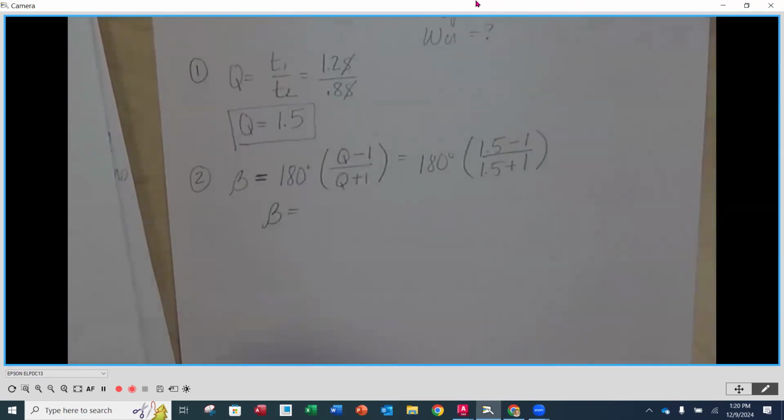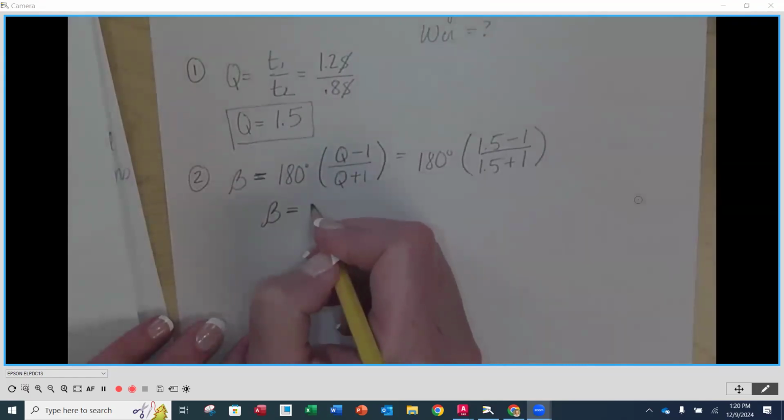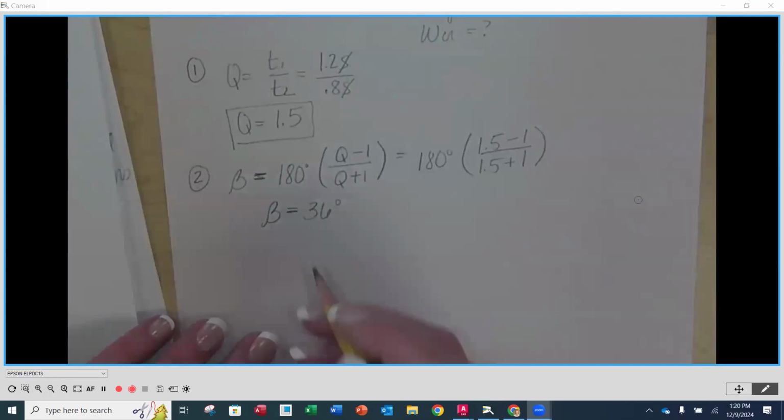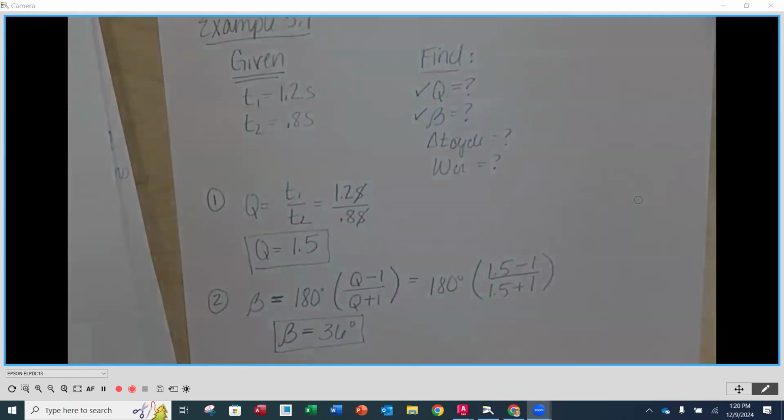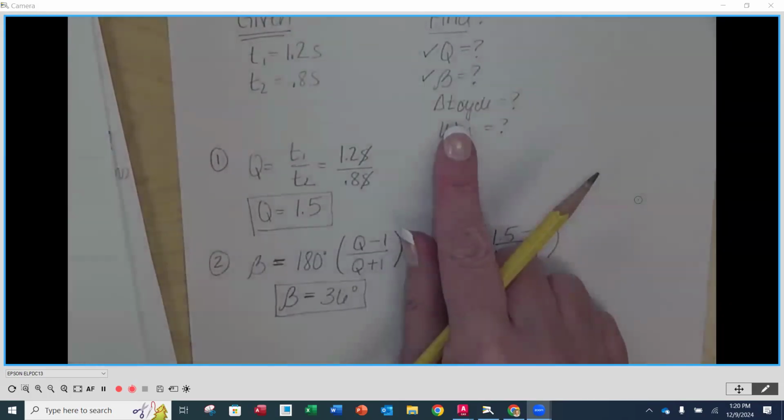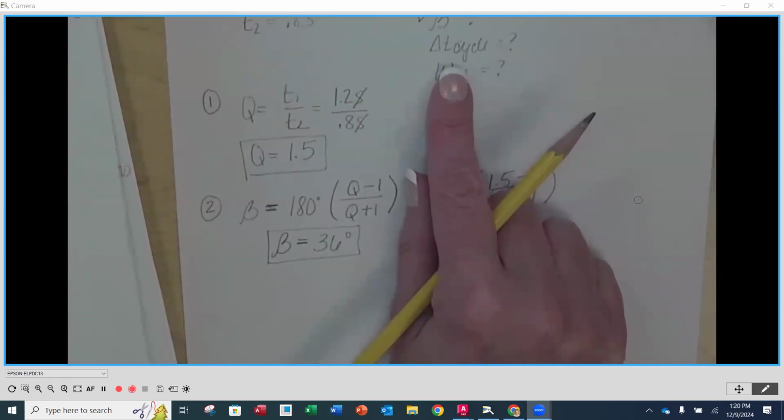So what do we get for our beta? And for those who are virtual, feel free to put it into the chat if you'd like. 36 degrees. Anybody else get that? Sounds like a good number. Yep, I've got nods in the room. Excellent. Okay, so beta is equal to 36 degrees. So that's our second one. Awesome. The next one that we have here is going to be our total cycle time.